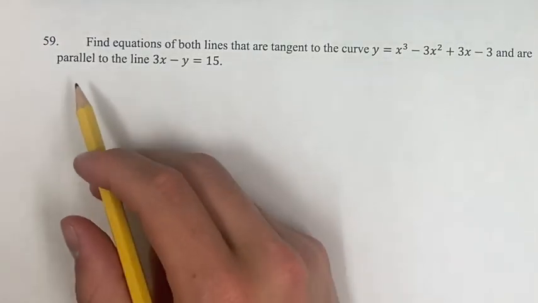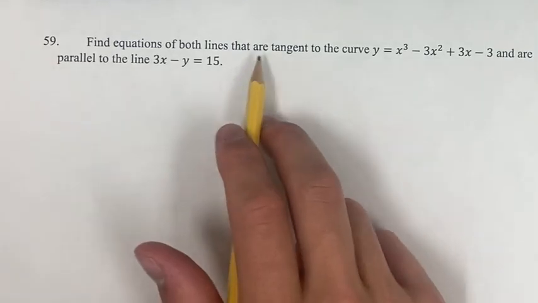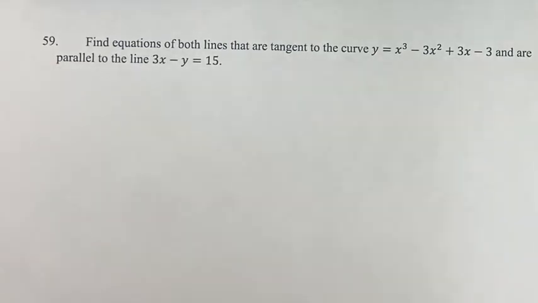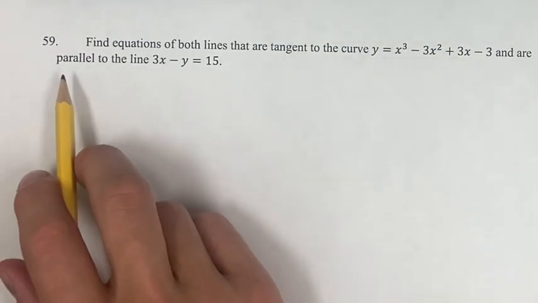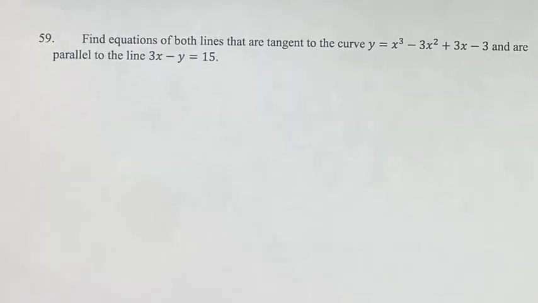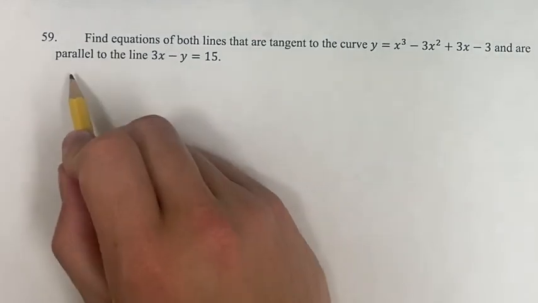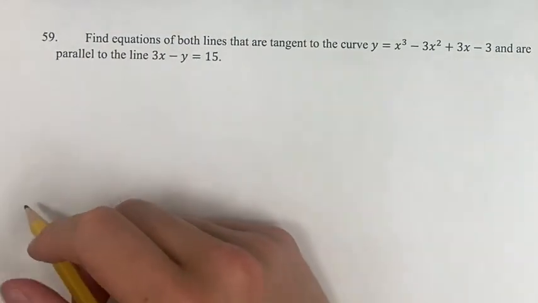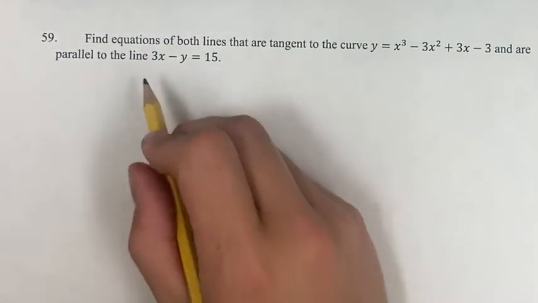In this problem we're looking to find the equation of both lines that are tangent to the curve y equals x cubed minus 3x squared plus 3x minus 3 and are parallel to the line 3x minus y is equal to 15. So we know that they're parallel to this line. First we want to find what the slope is, since we know that they'll have the same slope because they're parallel. So we want to get y equals mx plus b in that slope-intercept form.